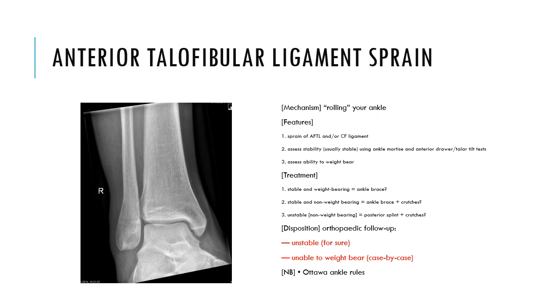Moving forward for now, if the patient has a stable joint and is able to weight bear, consider ankle brace and follow up with their family doctor in 1 week. If the ankle is stable but is unable to weight bear, consider ankle brace and crutches and consider orthopedics consult. If the ankle is unstable and therefore is unable to weight bear, they need a posterior splint to immobilize the ankle and follow up with ortho. Note that the patient might not even need imaging, and we'll talk about the Ottawa ankle rules in a slide soon.